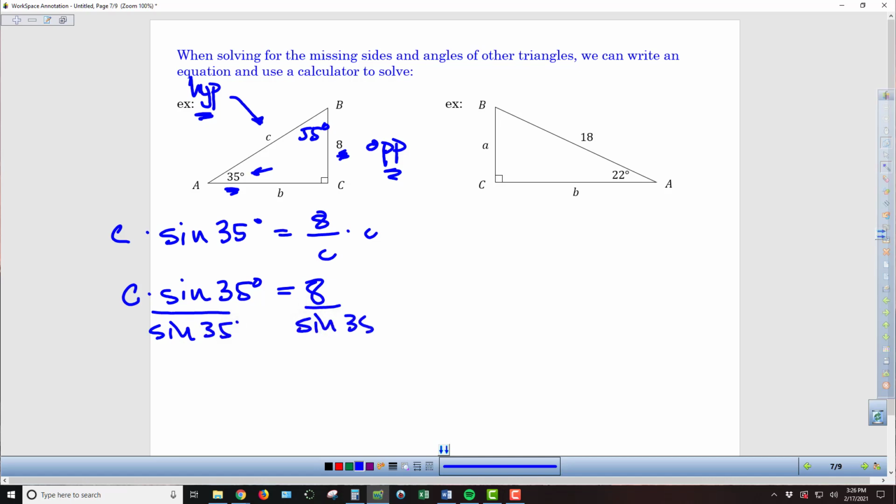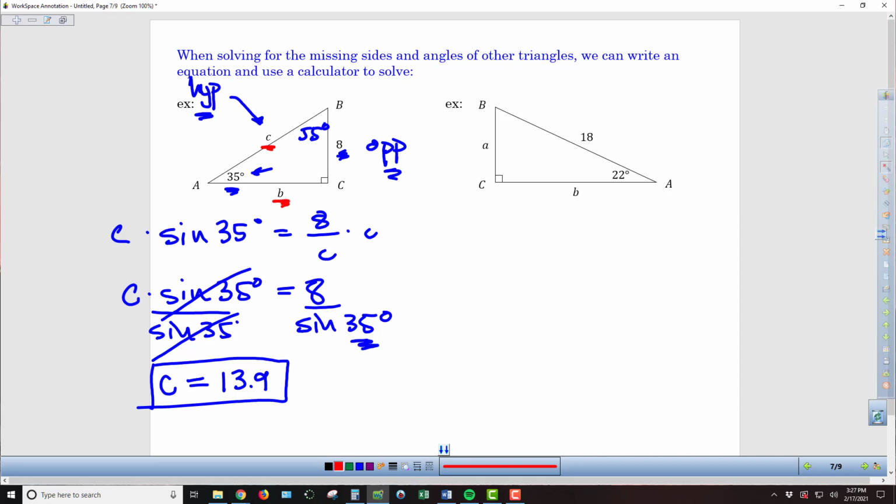And so now I'm ready to move to pushing buttons on my calculator. Again, making sure that I'm in degree mode since my angle measure is in degrees. I'm going to have c equals whatever 8 divided by the sine of 35 degrees is. And it turns out that answer is 13.9. So now that we have one of the two missing sides, we can figure out what the third side is. So we have c.